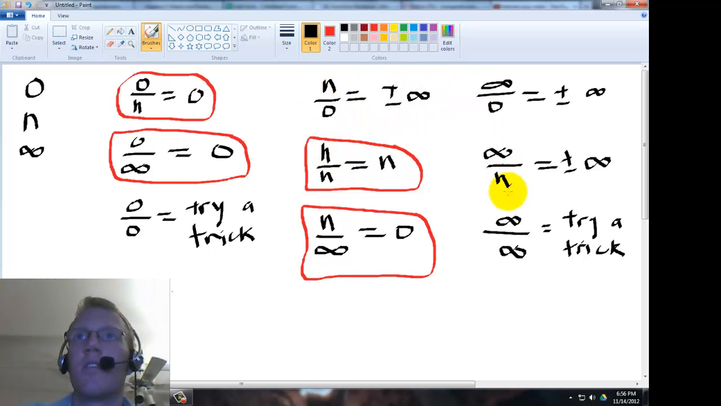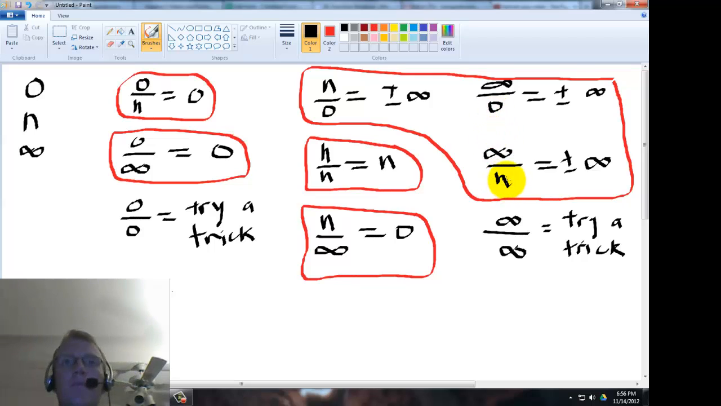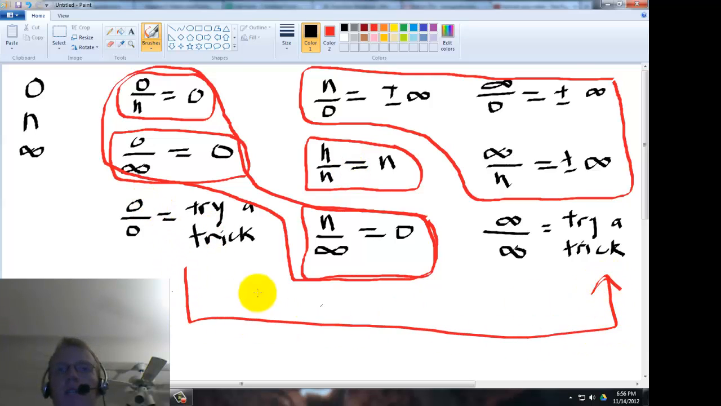And finally, in these 3 cases, the top is infinitely bigger than the bottom, and so therefore the answer will be a positive or negative infinity, depending on whether the infinity itself was positive or negative, and whether the 0 or the number was positive or negative, different combinations. Notice there's 3 possibilities that equal infinity. There's 3 possibilities that equal 0, and then there's one that's a special easy case, just a number, and there's 2 that require special tricks. Try a trick, try a trick.